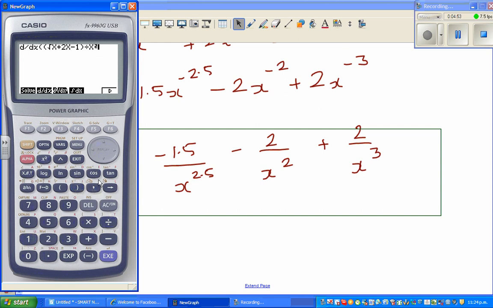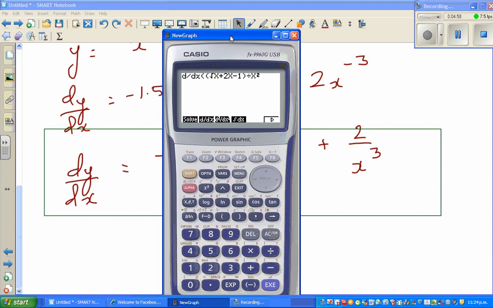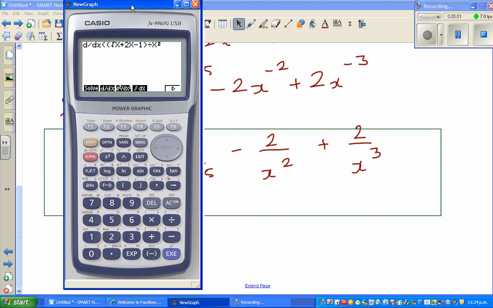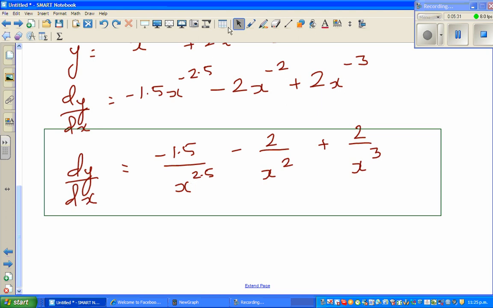And I want to find the gradient function at x is equal to 1, because the function is defined at 1. So I'll press comma, this comma key, and 1. I'll close the bracket. So I'm asking the calculator to give me the gradient function, or the derivative of this function, when x is equal to 1. If we press execute, it's minus 1.5. The calculator is telling me that the derivative of this function when x is 1 is minus 1.5. So if my derivative is right, I should get the same answer.